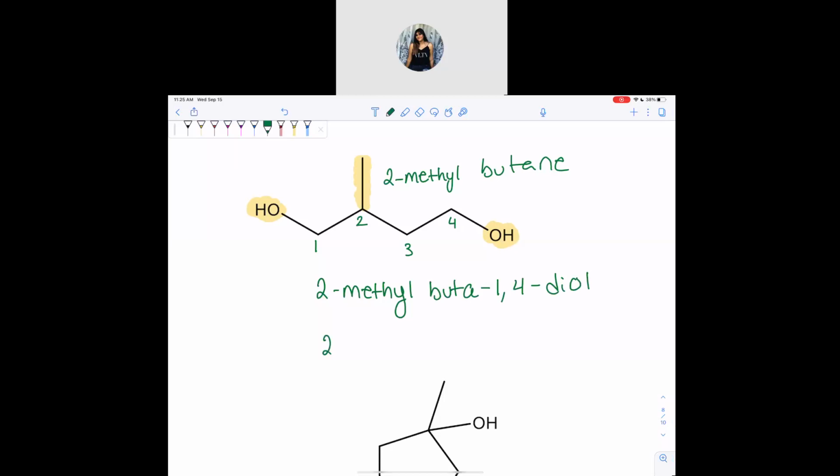You could have also said 2-methyl-1,4-butanediol. Diol just means we have 2 alcohols. 1,4 tells us the position. We could have either put 1,4 in the middle here or at the end here. Doesn't matter, both are correct. I believe this one is the most correct IUPAC way, but meh.